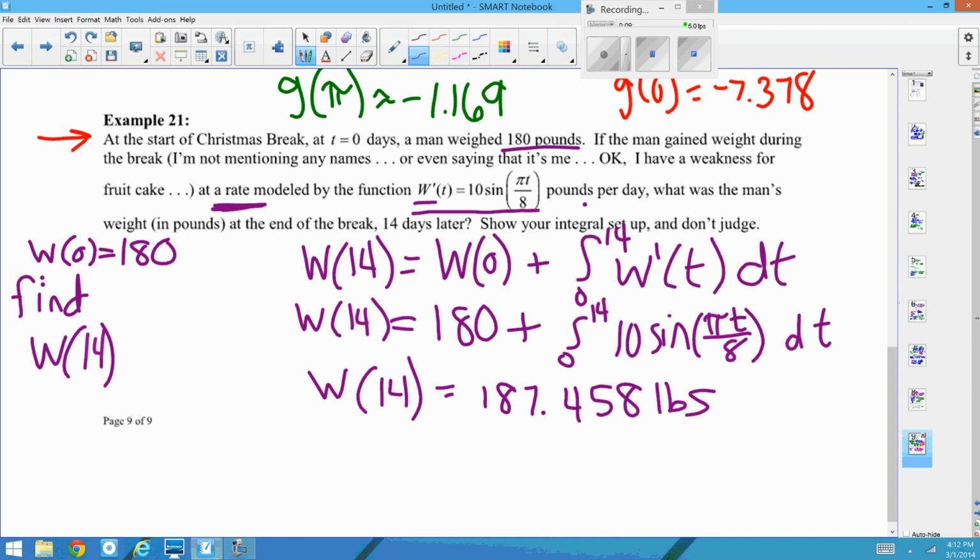Okay, so show your integral setup. You get points whenever you do a free response, and you just set it up. Even if you can't do anything else, you set it up. All right, and then we have our answer.